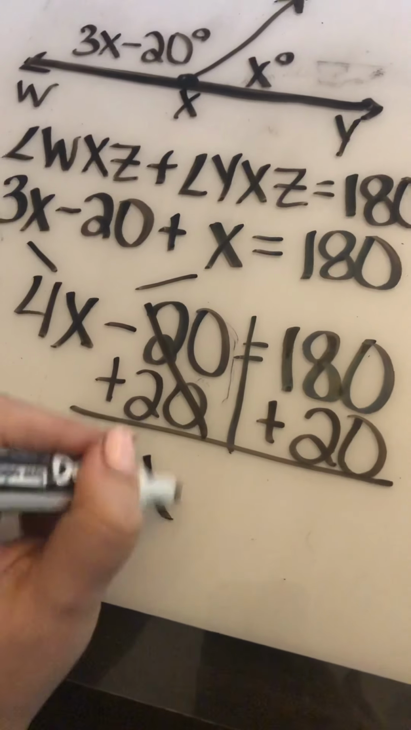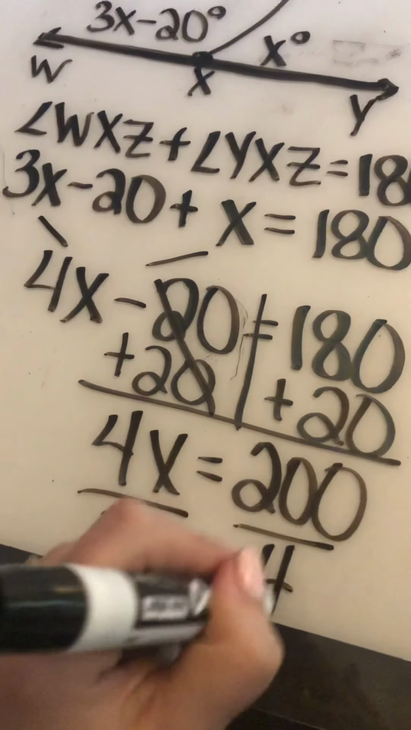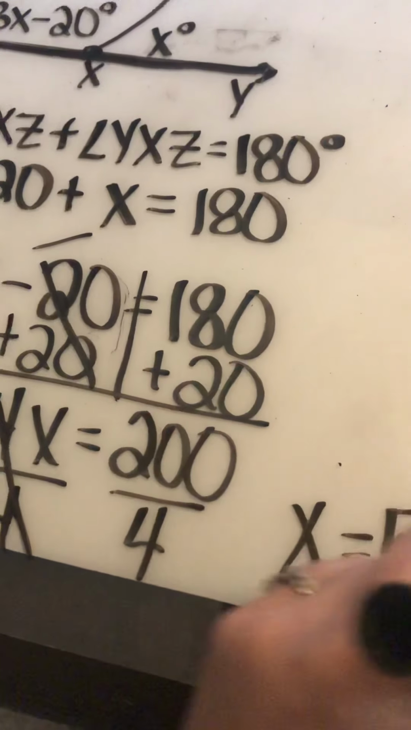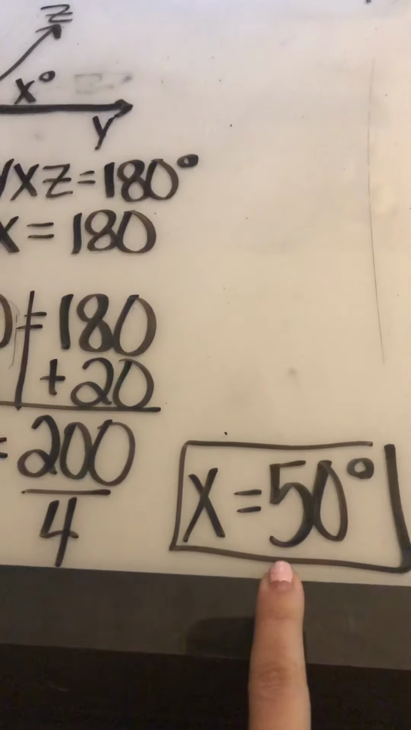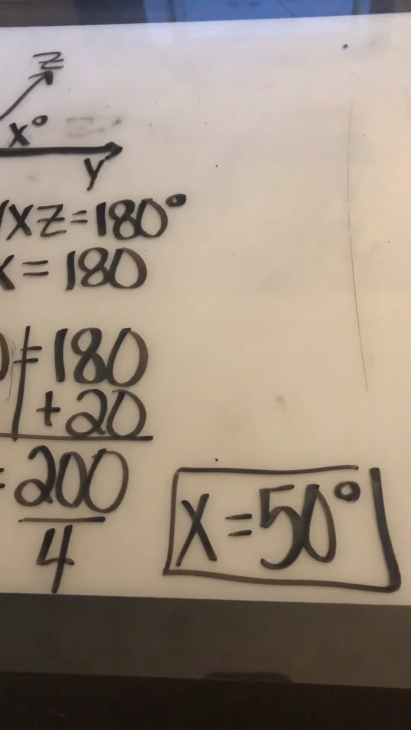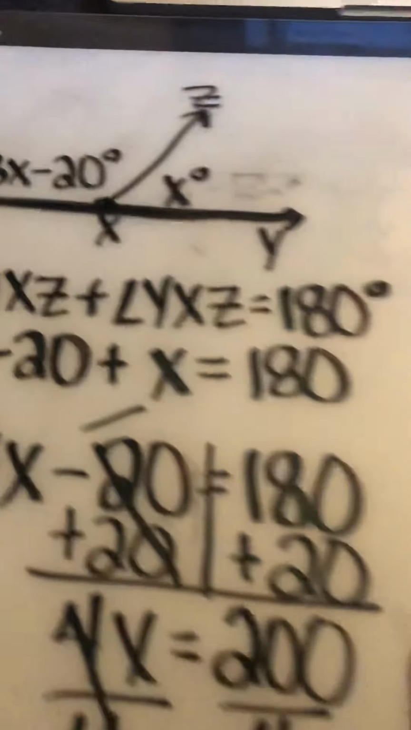I'll get 4X equals 200. Divide by 4. And we'll get X equals 50. Now, sometimes the question might just ask you to solve for X, so you have to be careful. Make sure you read what the question asks for. Sometimes they just want you to find X, and then other times they want you to find the angle measures. Okay, so just be mindful.